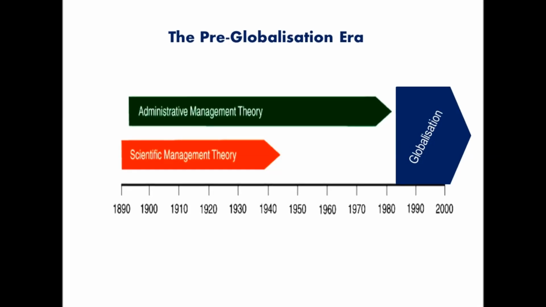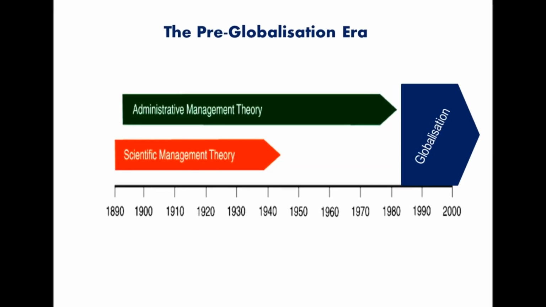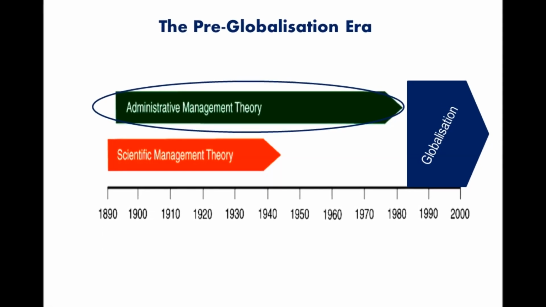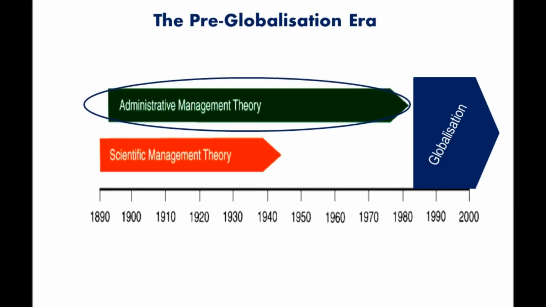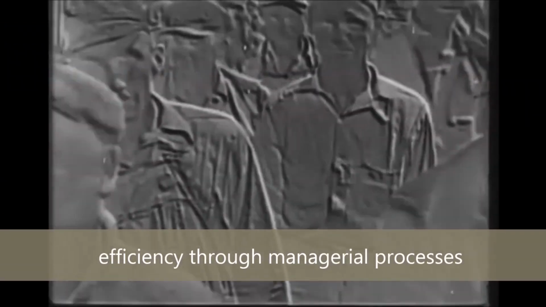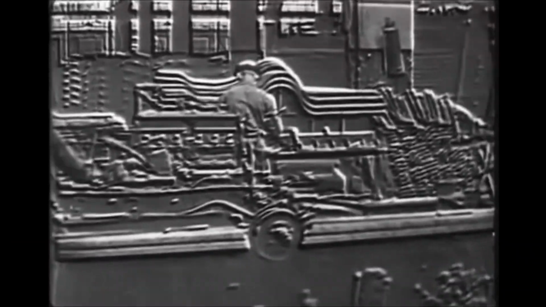The next era is the administrative management theory. One of the key influences in the theory was the French philosopher Henri Fayol. The theory differed from scientific management in the sense of having focus on increasing efficiency through managerial processes. In other words, scientific management was task-orientated, whereas Fayol's principles were orientated on the management.